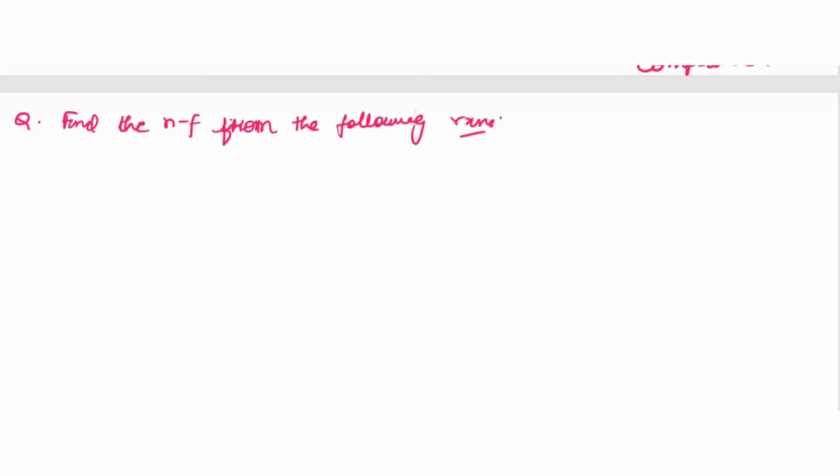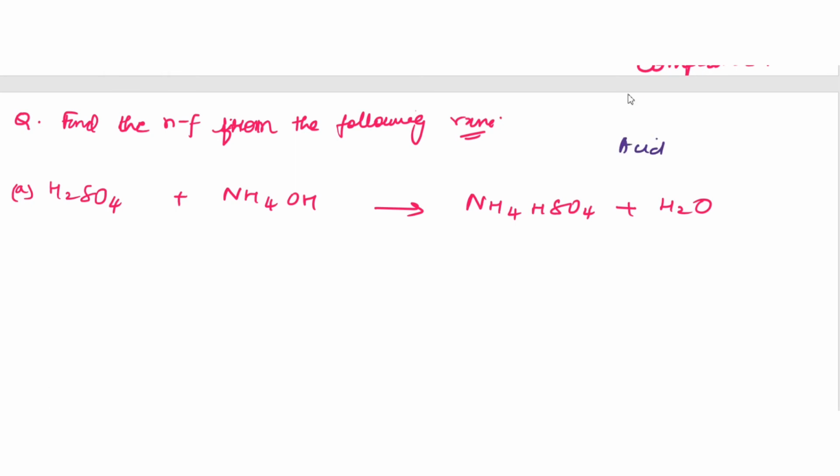Okay, now this is a very different type of question. I'll tell you. Find the n factor from the following reactions. So this is an acid base reaction. First reaction, H2SO4 plus NH4OH giving rise to NH4HSO4 plus H2O. So we know the n factor of H2SO4 is 2. Look at the product side. It's NH4HSO4. So from H2SO4, it has become HSO4, so we find that one hydrogen is being replaced.